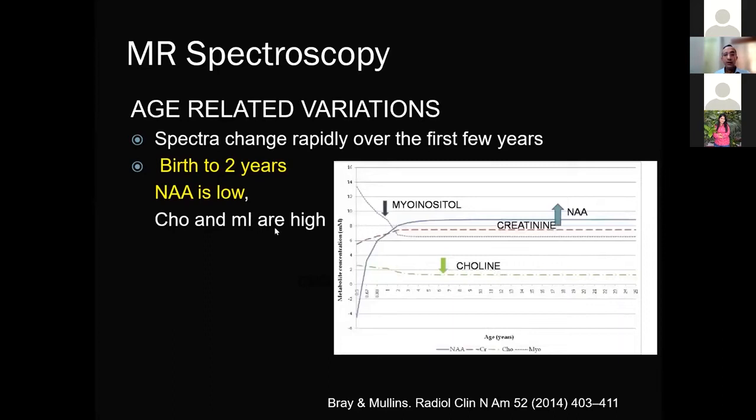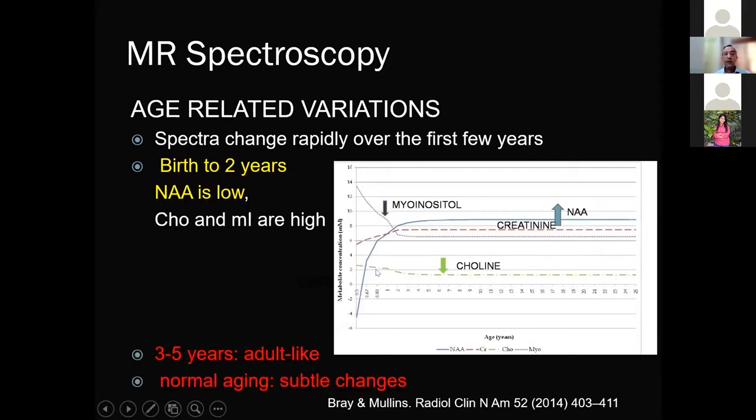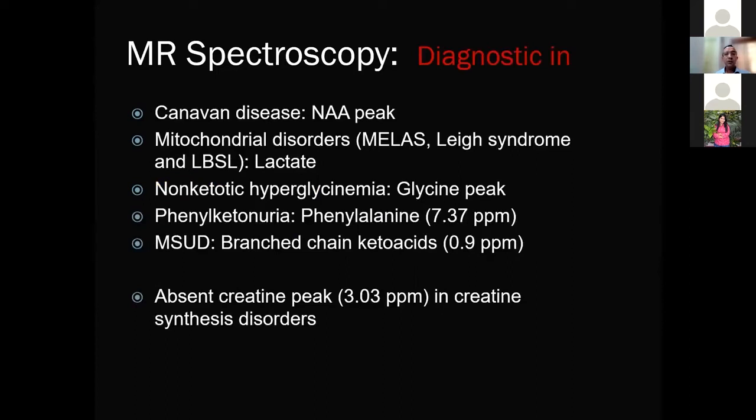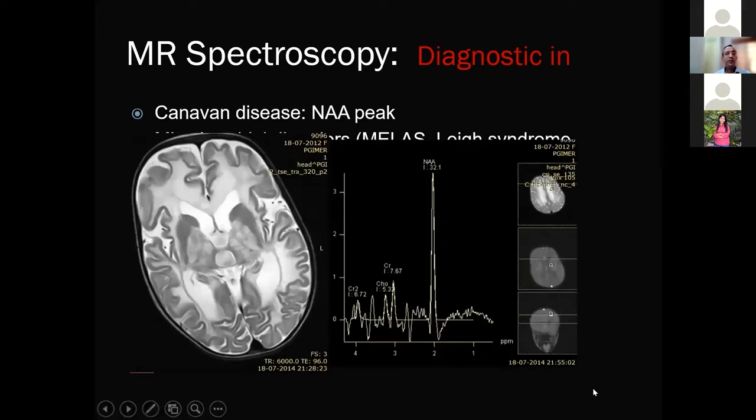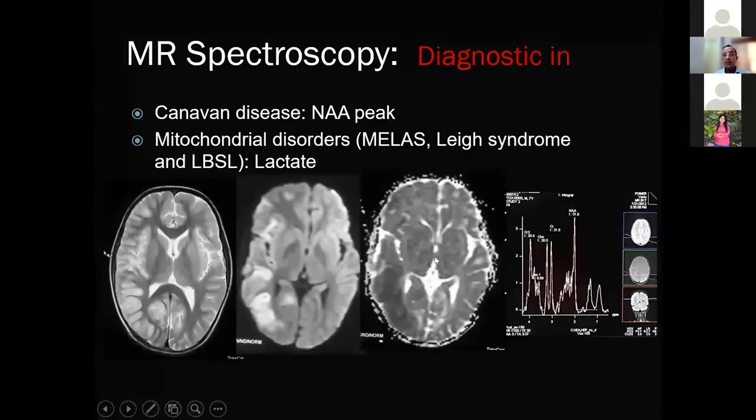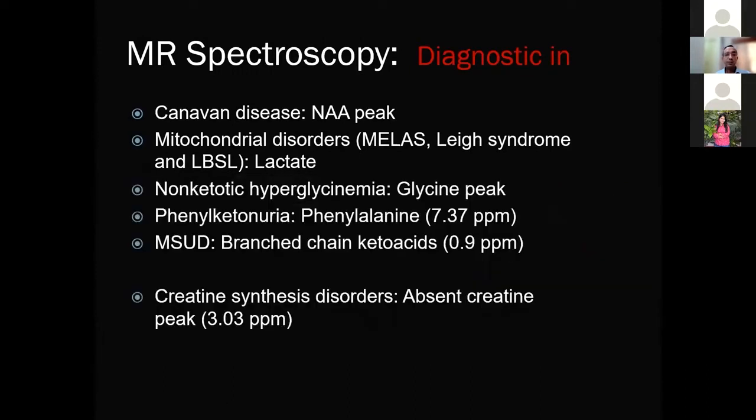From birth to 2 years, the NAA is low and the choline and myoinositol are high. The adult-like pattern is seen by the age of 3 to 5 years, and after 5 years, there are only subtle changes. MR spectroscopy may be diagnostic in few of the disorders like Canavan disease. In other disorders like the mitochondrial disorders, the characteristic lactate peak may help in discriminating from other causes of stroke-like episodes.